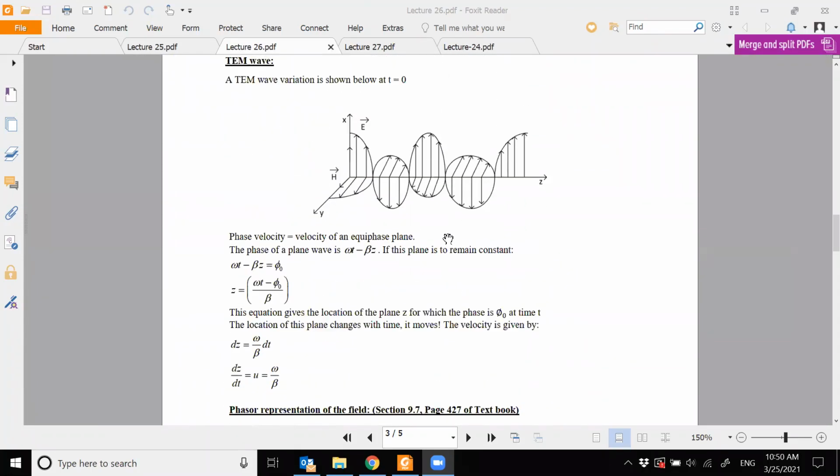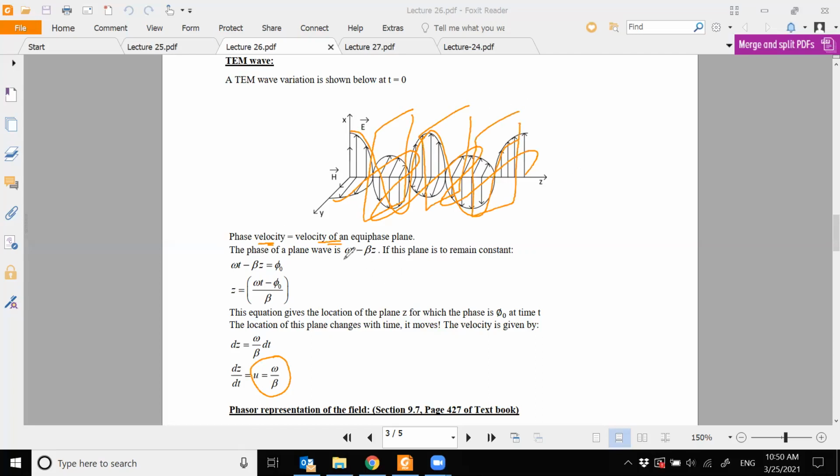I will just stop here. Till now we have been using the expression of phase velocity, omega over beta, but this is how you can get it. So this is the transverse electromagnetic wave. This is the electric field, and this is the magnetic field, which is traveling in this way. I will show the animation in the next class, or I'm making a video in which I can show you. The phase velocity is nothing but the velocity of the equiphase plane, that is this plane which is traveling.